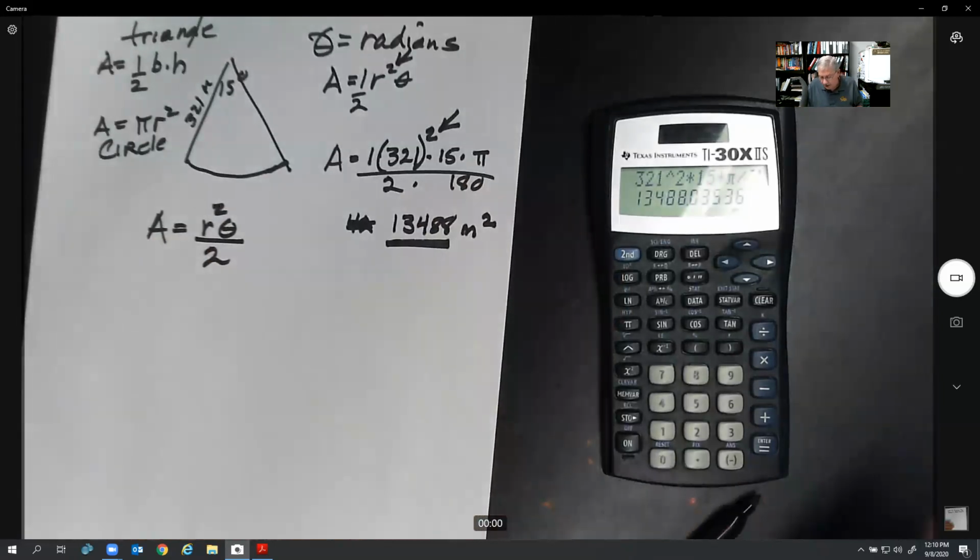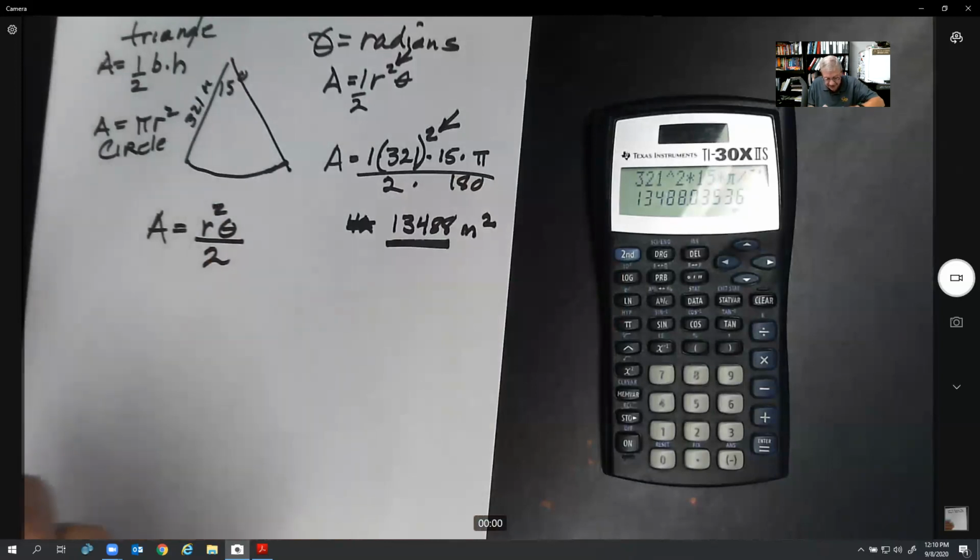So try those problems, try some practice on these, and see how it works out.